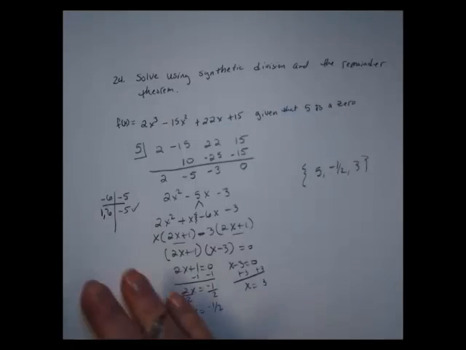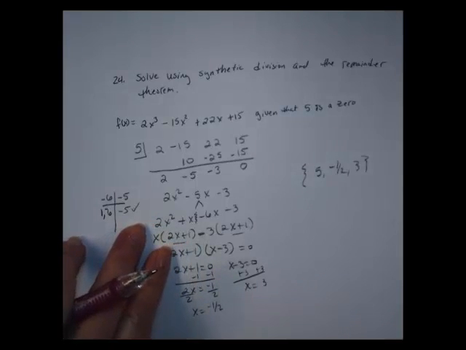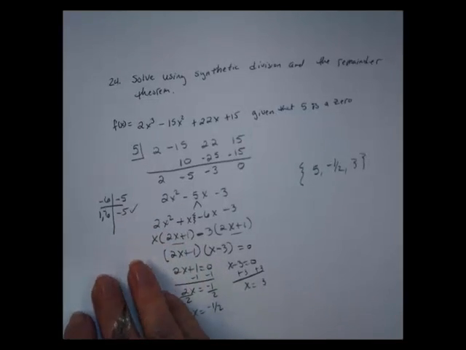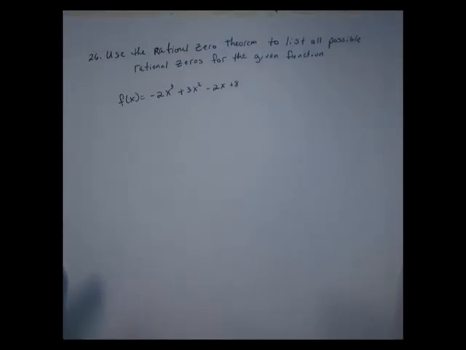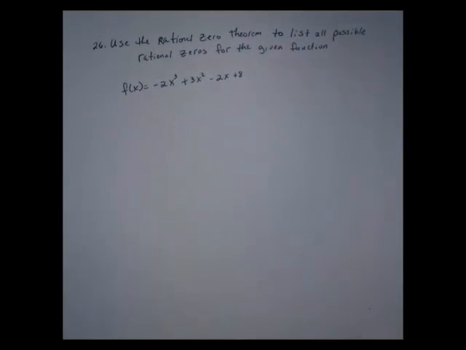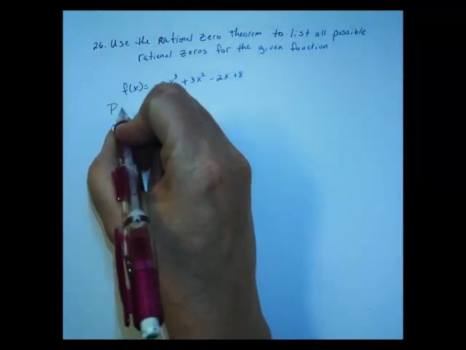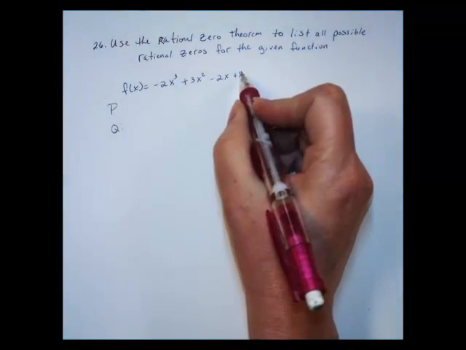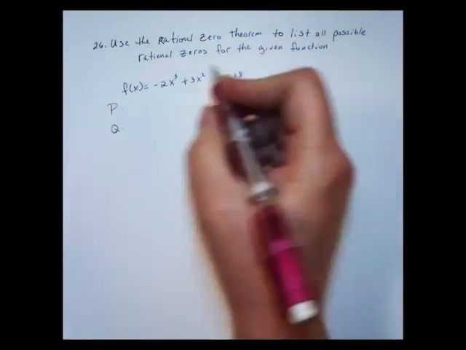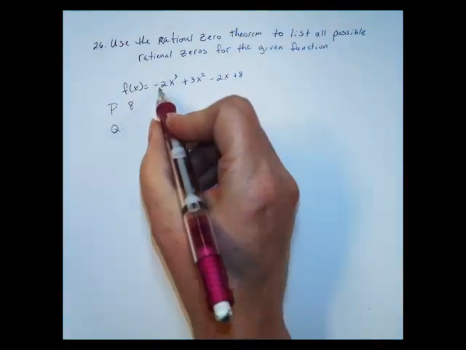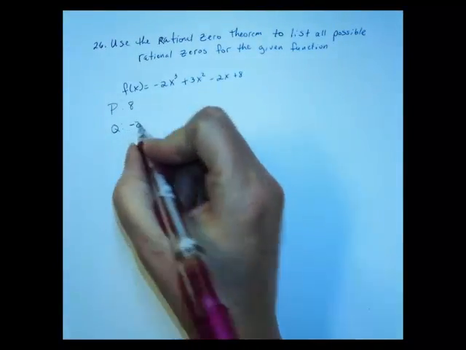The next one we're going to look at is we're going to use the rational zero theorem to list all possible rational zeros for the given function. So here is our function that we're given, and we're going to list them. Doesn't mean we're going to find them, we're actually going to list them. So to list the possibles, these are P and Q. So we are looking at taking the constant at the end, which is our 8, and we take the coefficient at the beginning, which is -2.